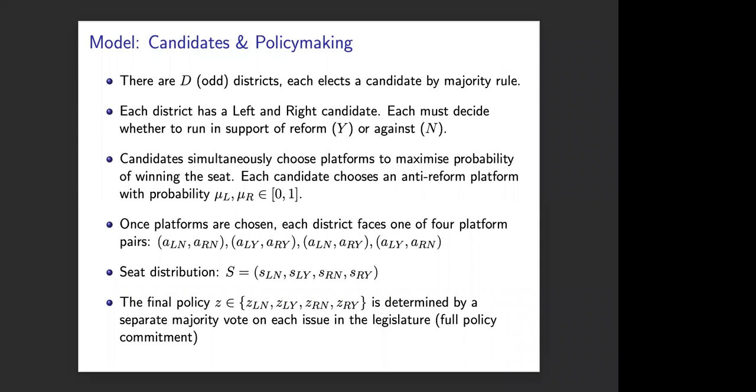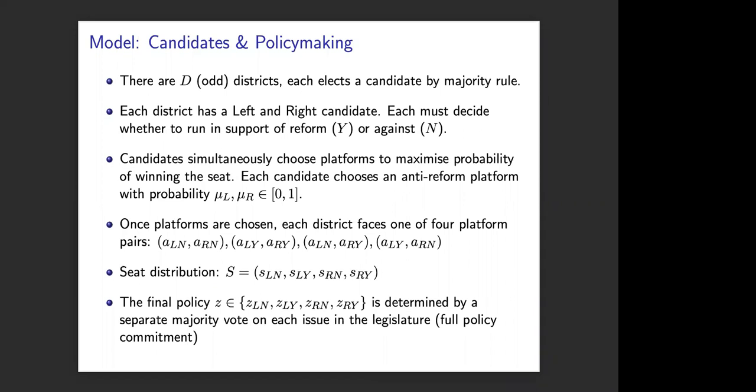So what's the setup? There's capital D odd districts, an odd number of districts, and each is going to select a candidate by majority rule. Each district has a left and a right candidate, and each candidate must decide whether to run in support of a reform or against. Okay. The candidates simultaneously choose their platforms to maximize the probability of winning the seat.